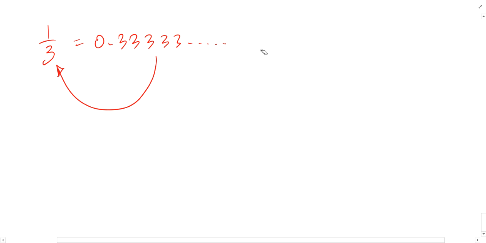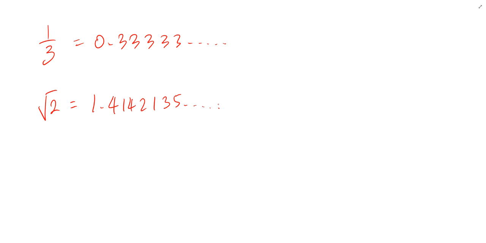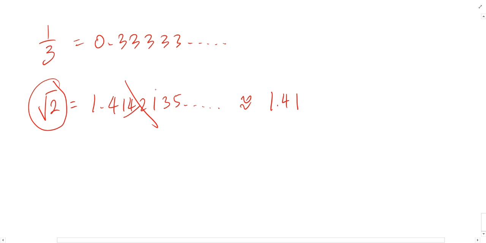What about numbers such as square root 2? Key in your calculator square root 2. 1.4142135 blah blah blah. Does this go on and on forever? Yes, it is an irrational number. So in E maths, we will round it off to become 1.41. In A maths, we leave it as the exact value of square root 2. We don't put 1.41 in A maths. I leave it like this in A maths because I am very particular about the accuracy of the answer.